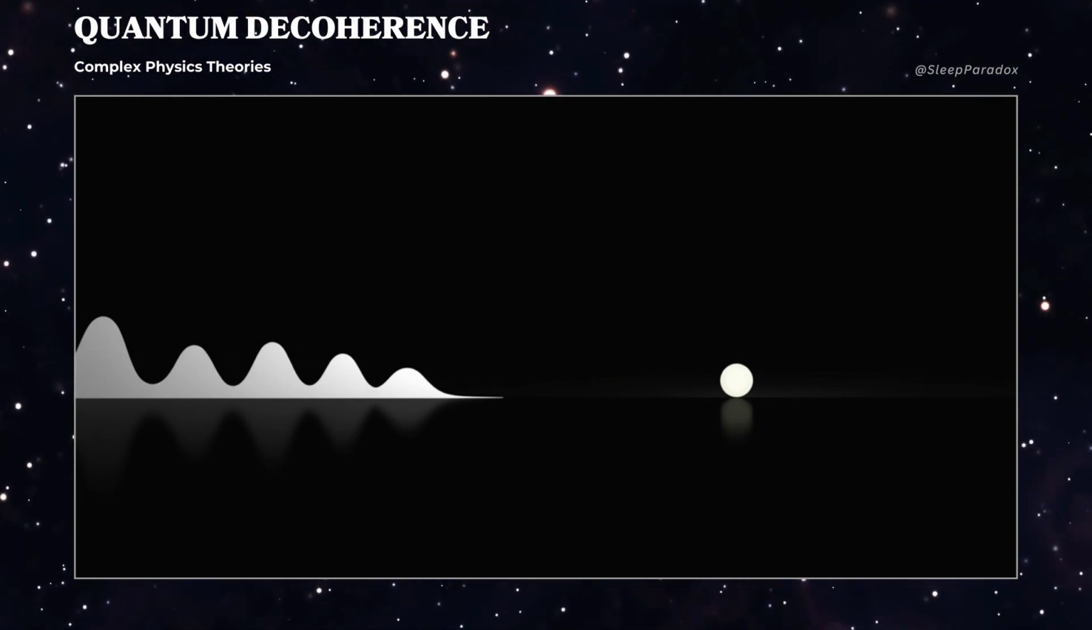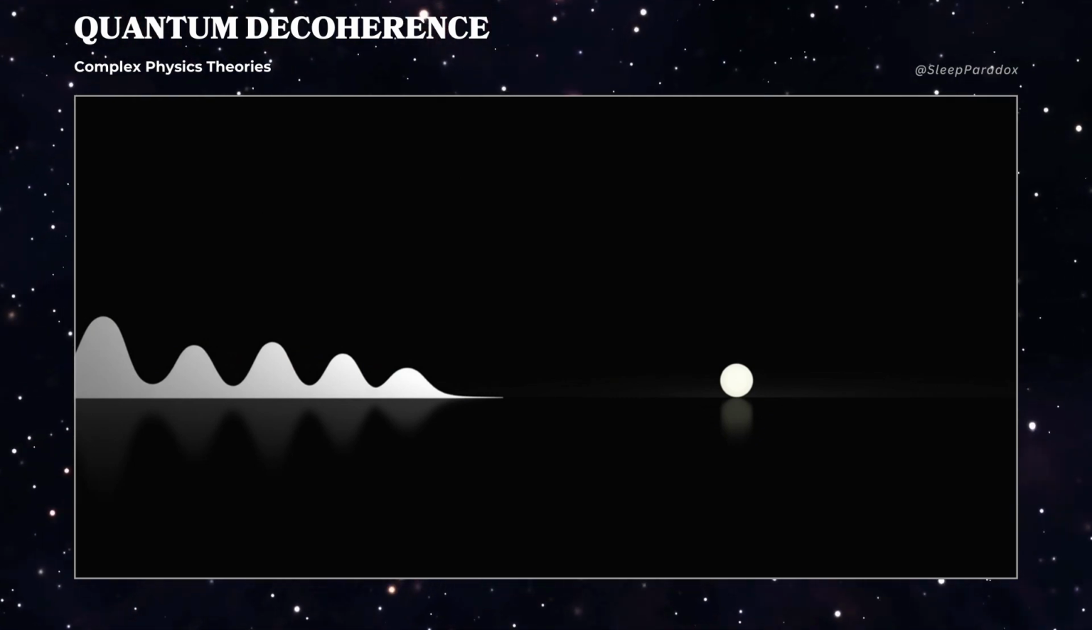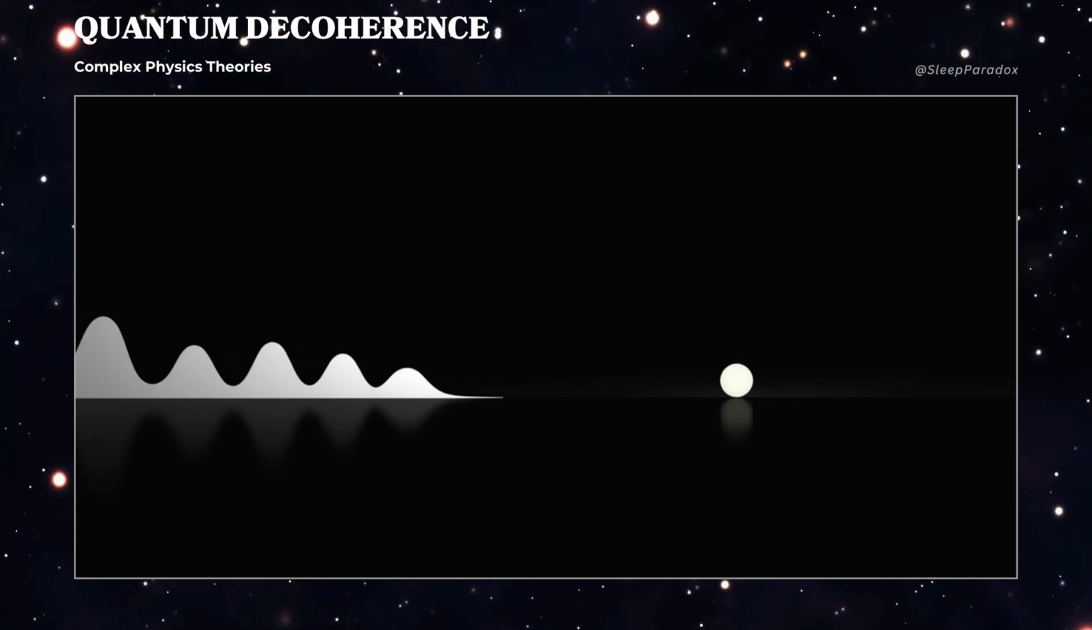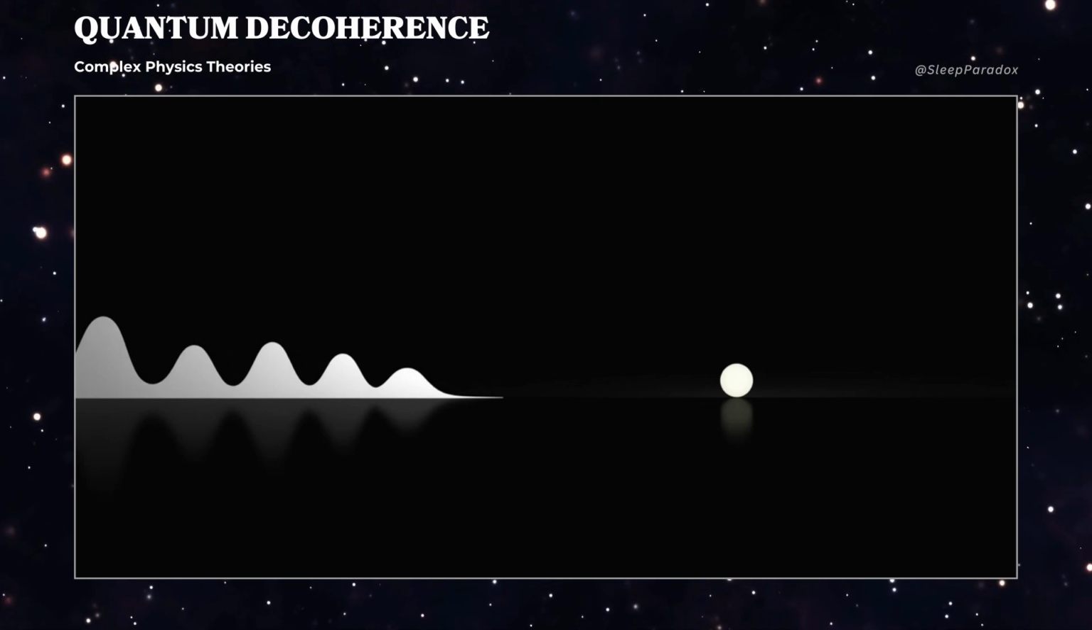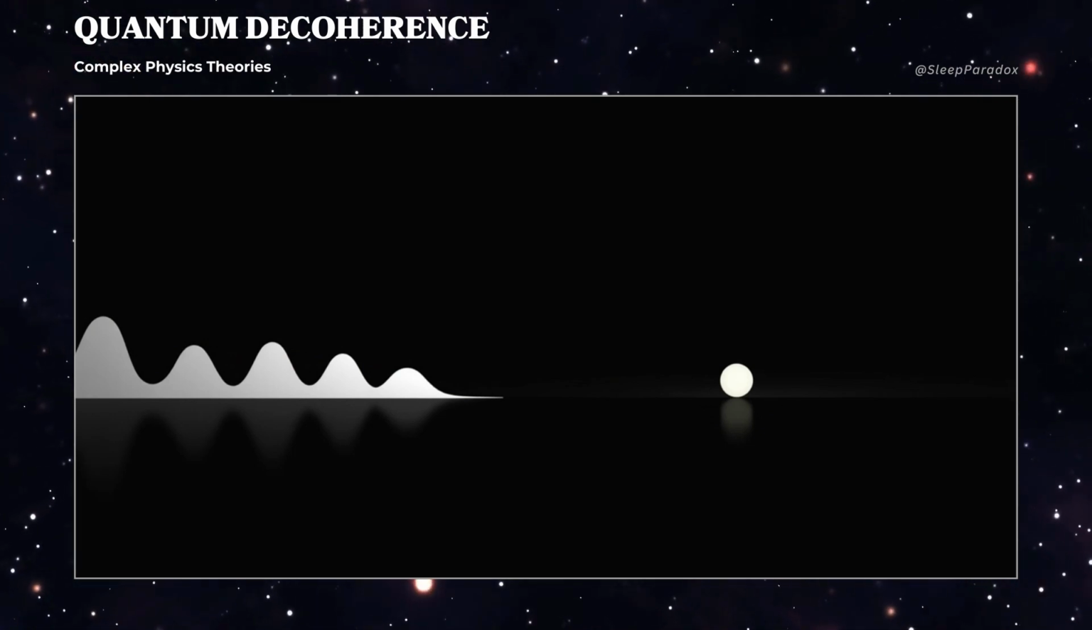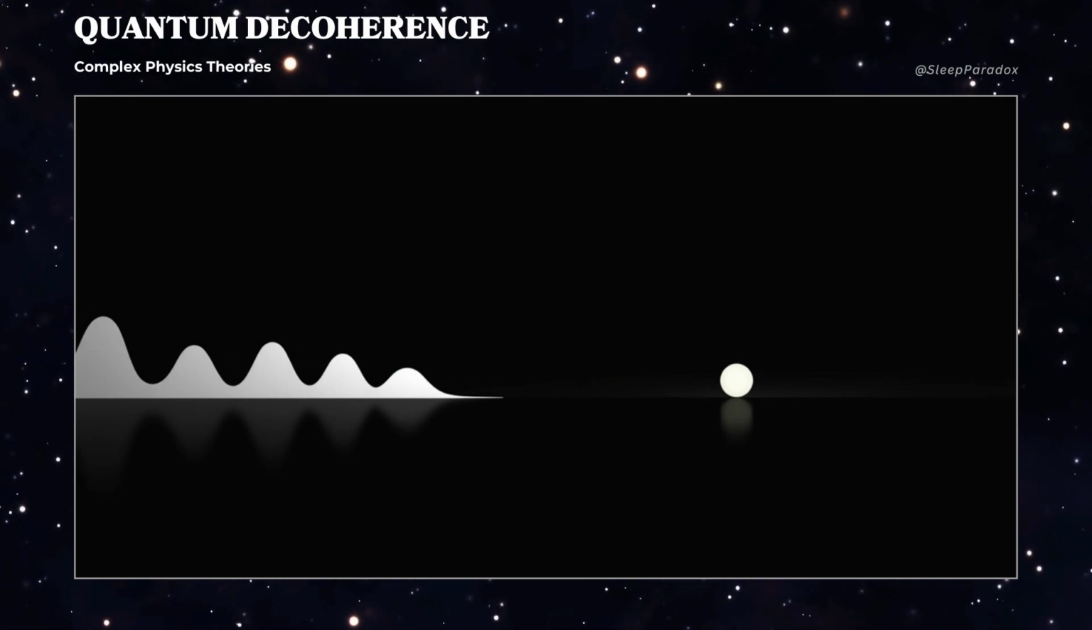In that sense, decoherence is not a breakdown of quantum mechanics. It is quantum mechanics at work, showing us how the familiar world of solid objects and definite outcomes emerges from the uncertain, probabilistic world underneath.